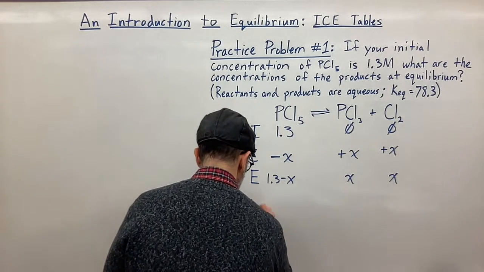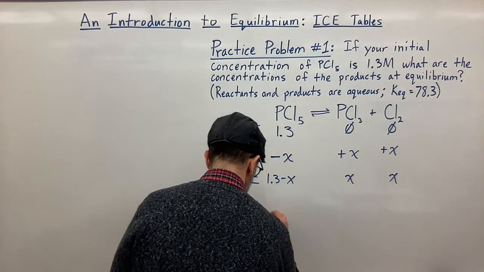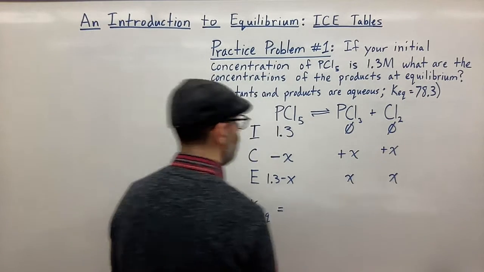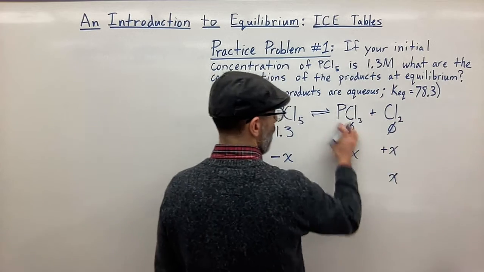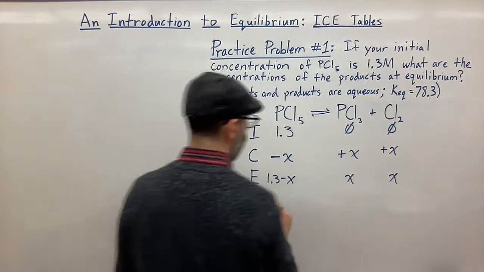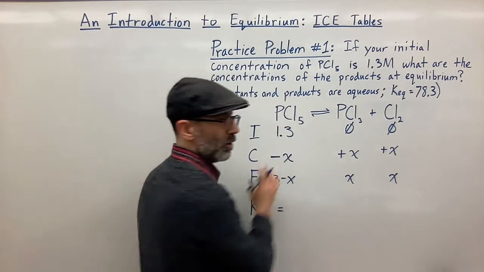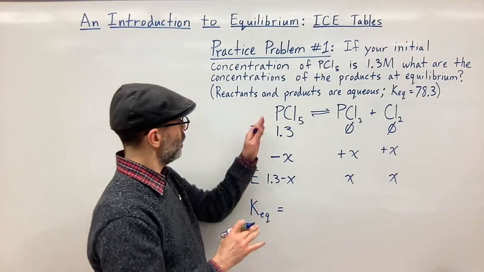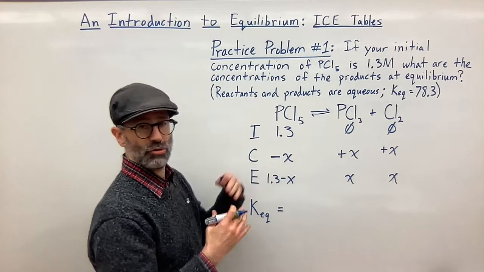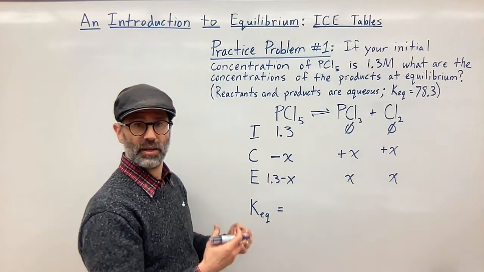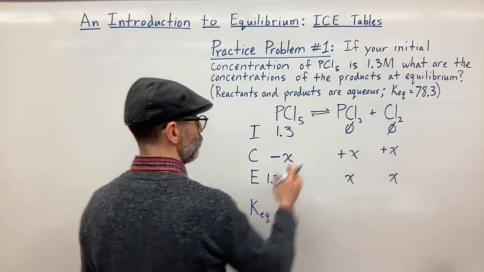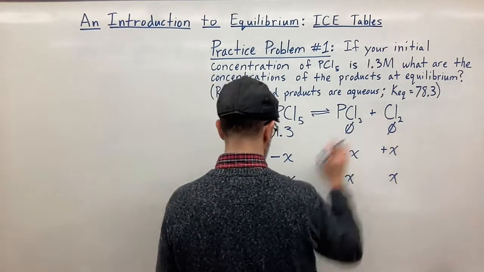So my KEQ is going to be equal to the concentrations of the products over the concentration of the reactants, written with their coefficients to their powers, right? So I'm writing the coefficients as powers. They're raised to the power of the coefficients.